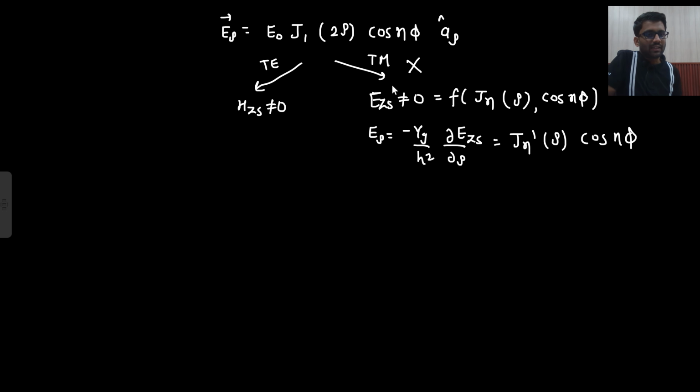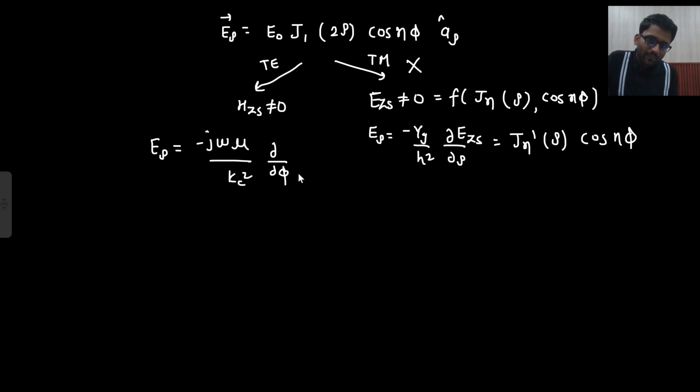Did you understand this point? Certainly this is not transverse magnetic mode, it is transverse electric mode only. So let's check that out. For transverse electric mode I need to check my E rho. HZS is non-zero. So minus gamma upon h square, that factor I can ignore. Then minus j omega mu upon Kc square times 1 by rho d by d phi of HZS would come, since d phi never comes alone, rho comes with it. HZS is a function of Jn rho and cos n phi. If you do the differentiation with respect to phi, it will be a function of Jn rho and sin n phi.